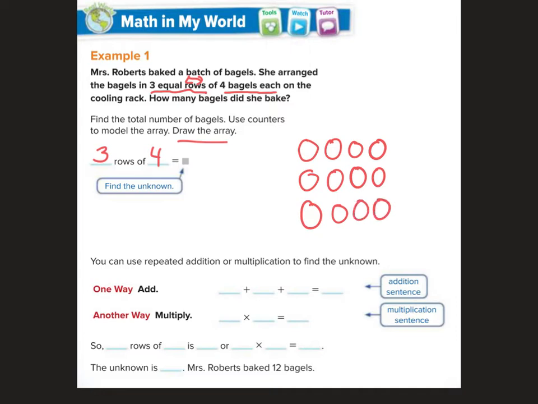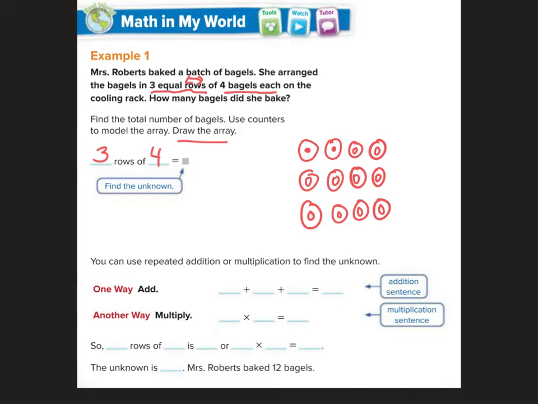So this is also an array. Last time we did those boxes. This time we can do kind of objects. These are bagels. So let's make them look like bagels. This can be kind of fun. Let's not spend forever making them look like bagels, but you know.